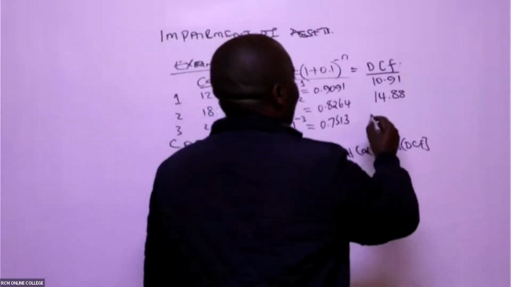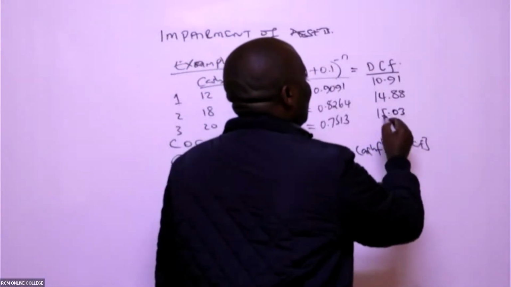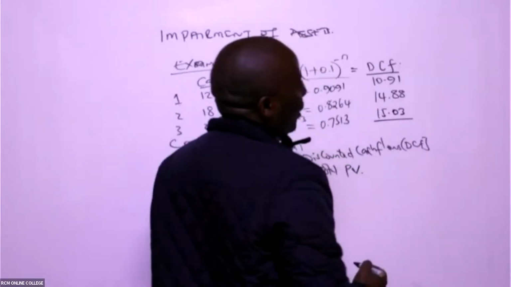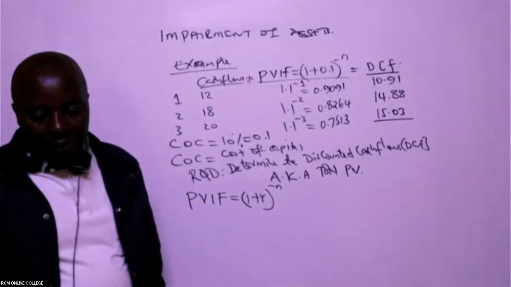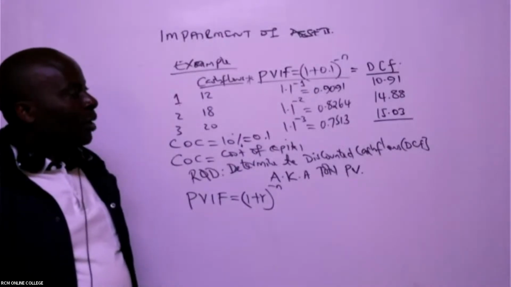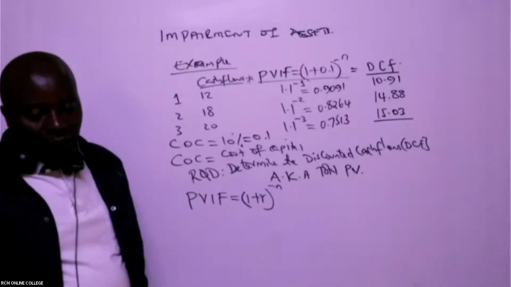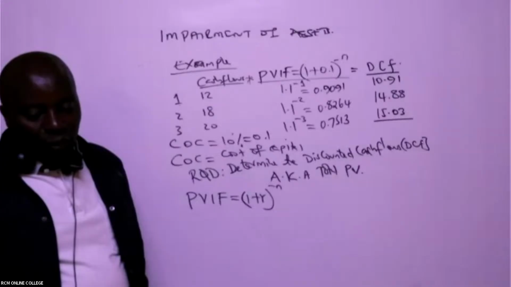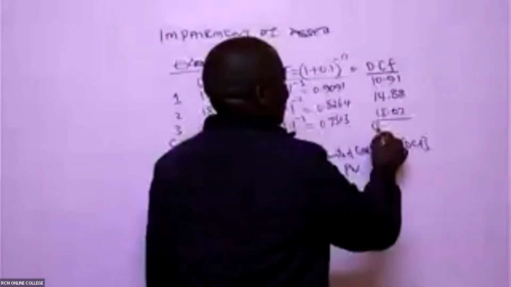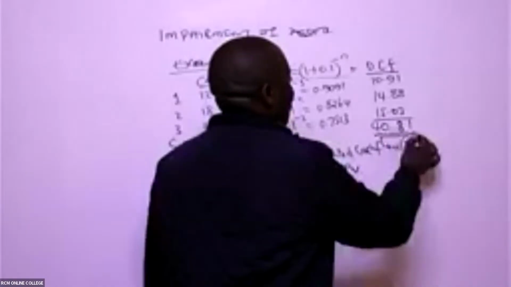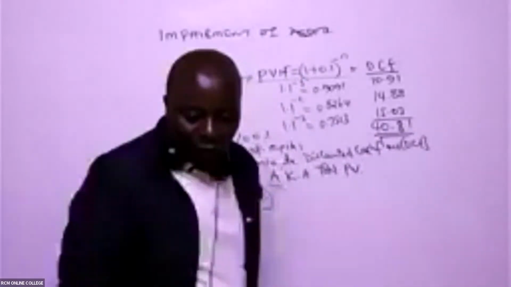$15.03, and then there is someone who is giving me the total discounted cash flow. You add the 3. $40.81.